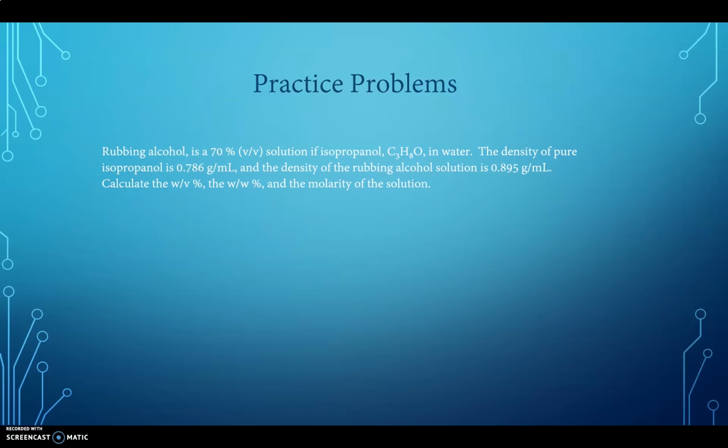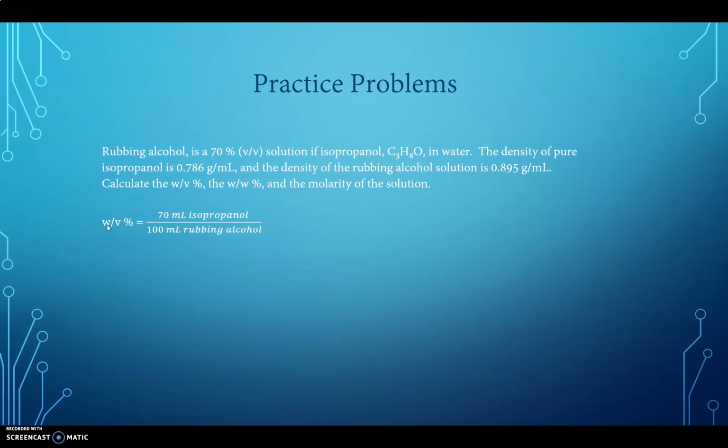Rubbing alcohol is a solution of isopropanol or isopropyl alcohol in water, and it's commonly sold in the grocery store or drugstores as a 70% volume solution. So given that, let's see if we can calculate the weight volume percent, the weight percent, and the molarity. And to do that, of course, we're going to need some more information. We'll need the molar mass, which we can get from the chemical formula, and we'll need both the densities of the alcohol itself and of the rubbing alcohol solution.